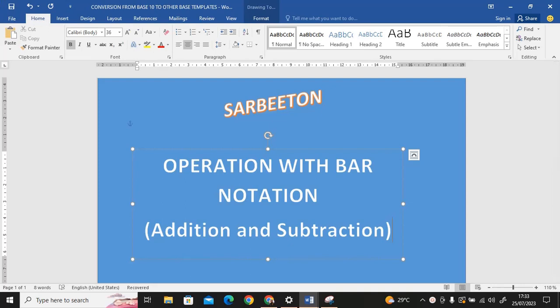This is our next lesson on operation with bar notation. This will be very important by the time we get to the real logarithm we have to solve. You have to know this. If you don't know this, then there is a problem. So what is operation with bar notation? Let me show you something.